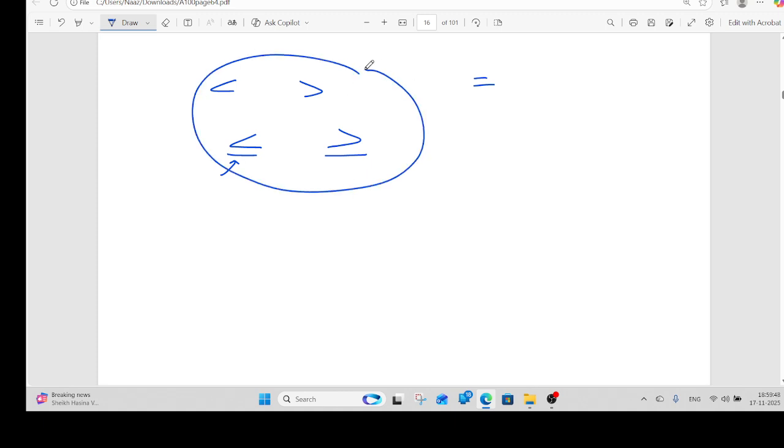So a linear inequality compares expressions using symbols like less than, greater than, or less than or equal to. This means equal to or greater than or equal to. So instead of the equal sign, we are going to see these signs.